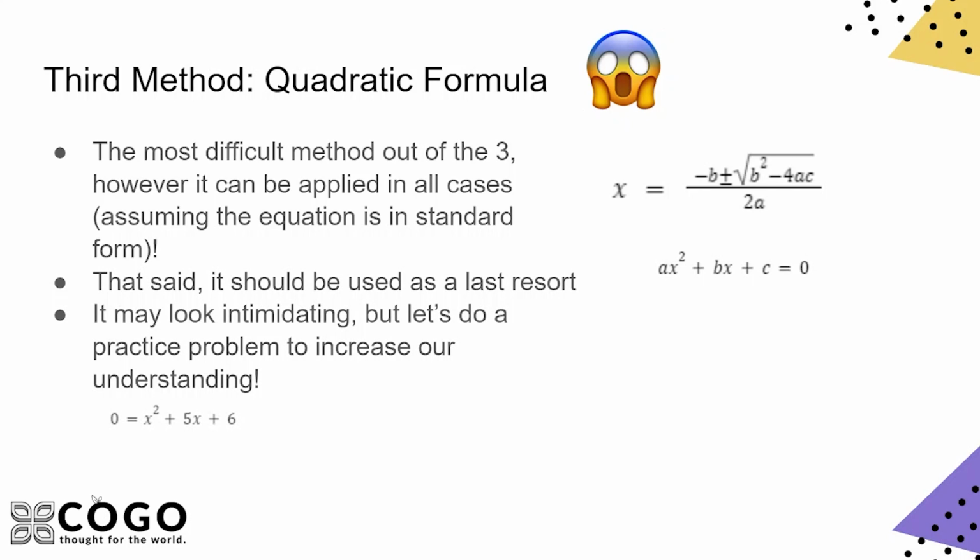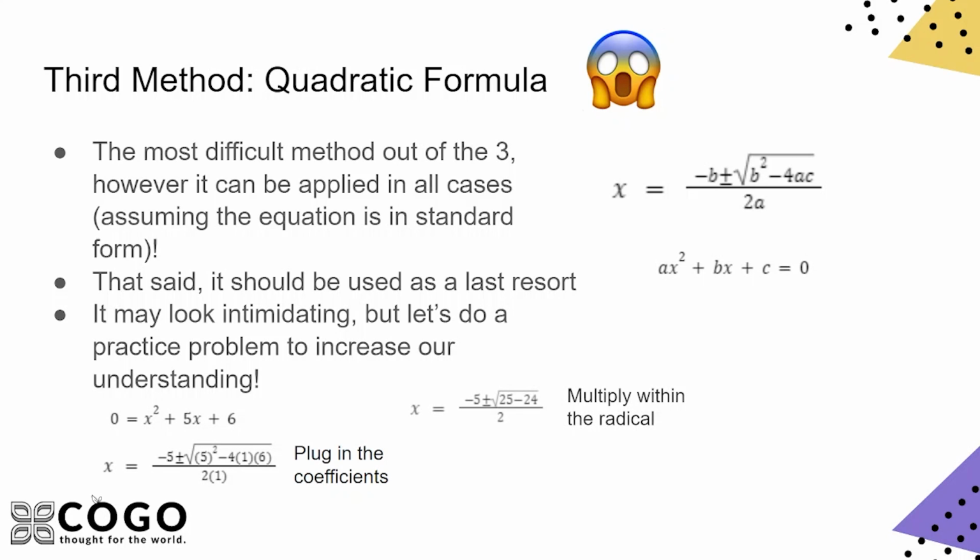Let's take the equation 0 equals x squared plus 5x plus 6. The first thing we have to do is plug in the coefficient values of our equation into the quadratic formula, and then multiply and evaluate whatever is in the radical so that we get x equals -5 plus or minus the square root of 25 minus 24 all over 2.